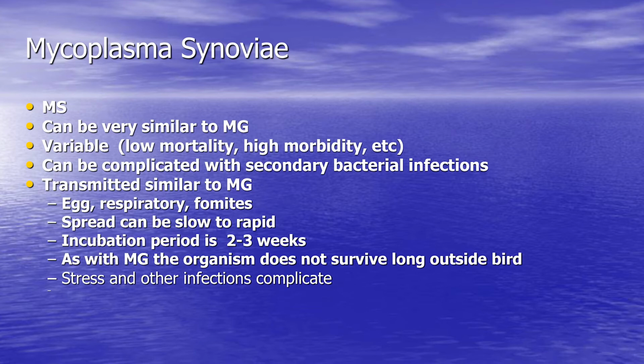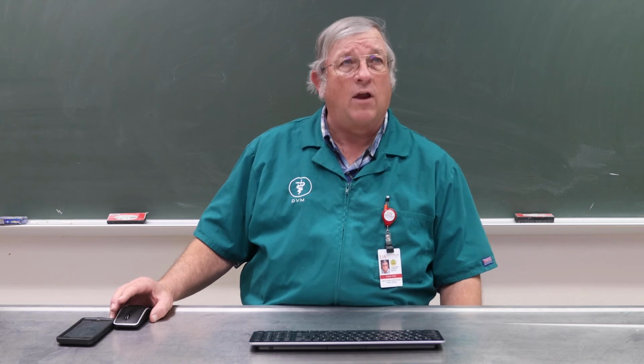Now I'll talk a little bit about Mycoplasma synoviae. It's commonly referred to as MS. Now it is another mycoplasmal disease. It can be very similar to MG. It has variable mortality and morbidity. You can have a low mortality and a high morbidity, or vice versa sometimes. It too can be complicated by secondary bacterial infections, one of the most common being E. coli.